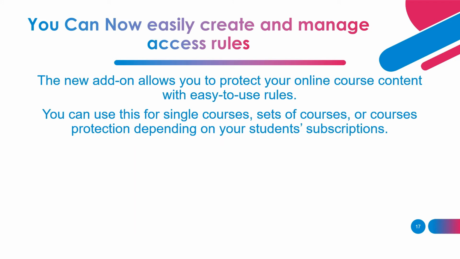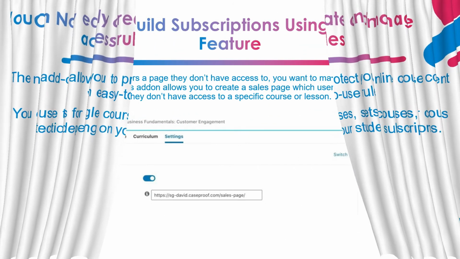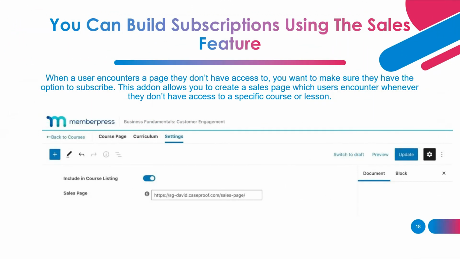Then, last but not least, well, that was not actually the last thing. The final thing that puts MemberPress ahead is that you can build subscriptions using the sales feature. It's found in the settings tab once you are logged into your MemberPress. When a user encounters a page that they do not have access to, you want to make sure that they have an option to subscribe. Well, this add-on allows you to create a sales page which users encounter whenever they don't have access to a specific course or lesson.